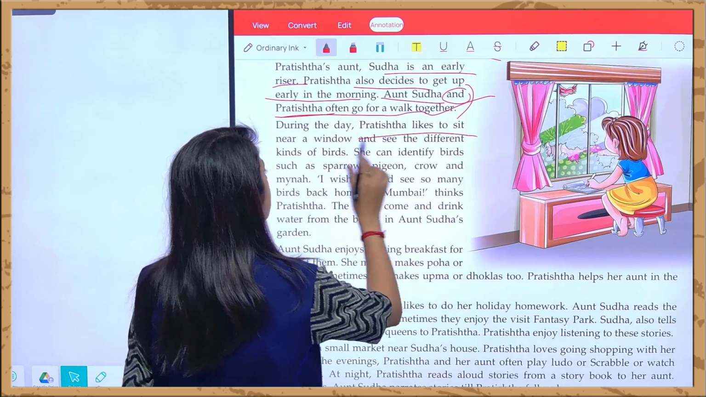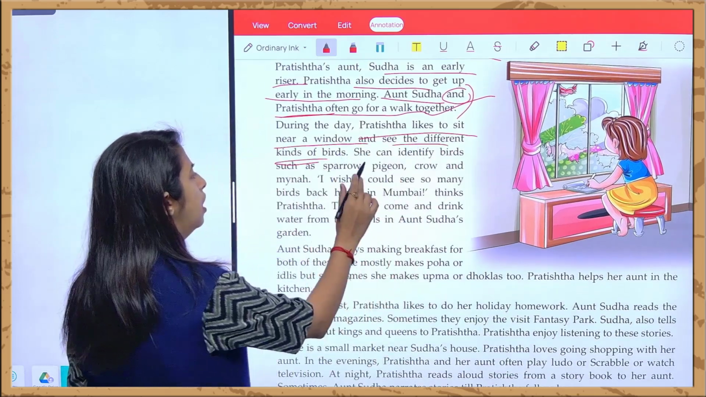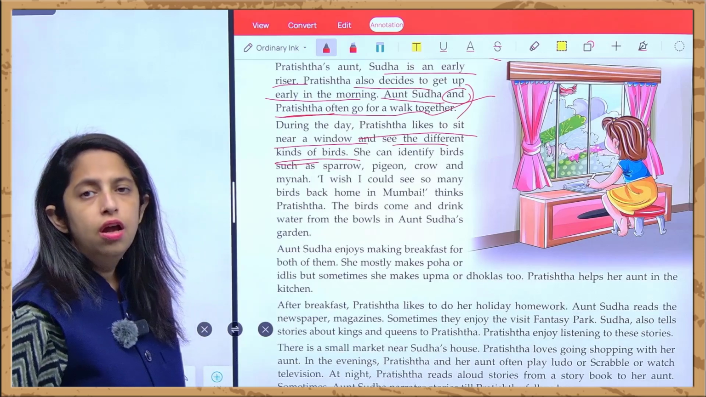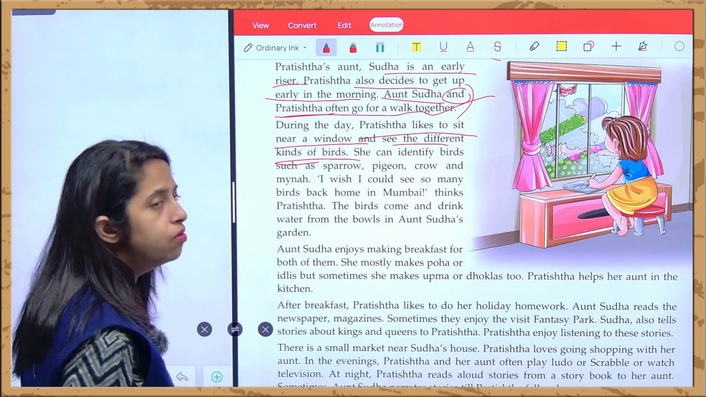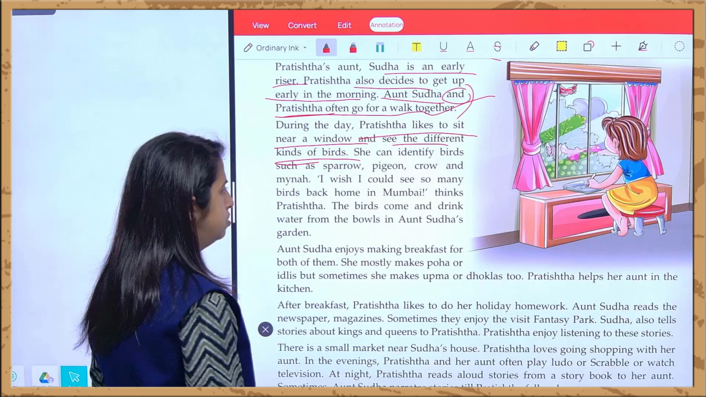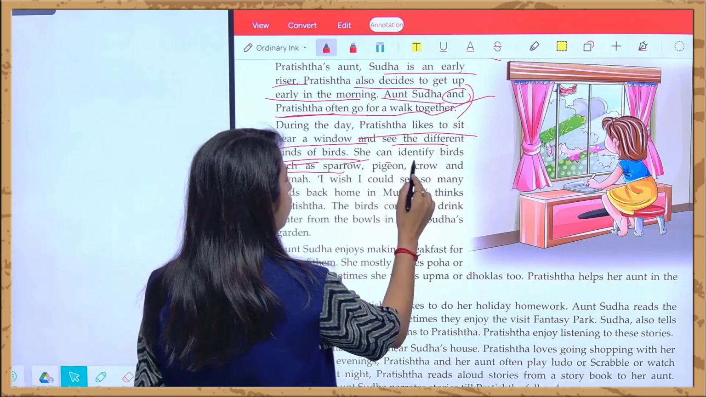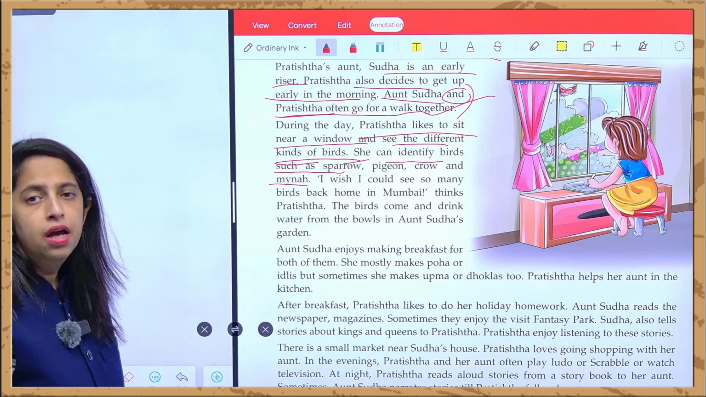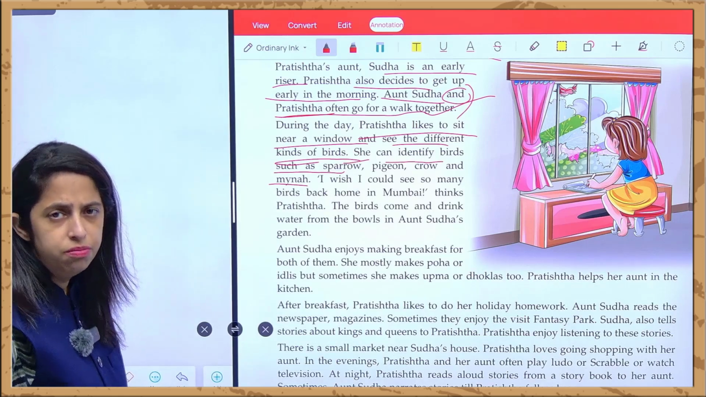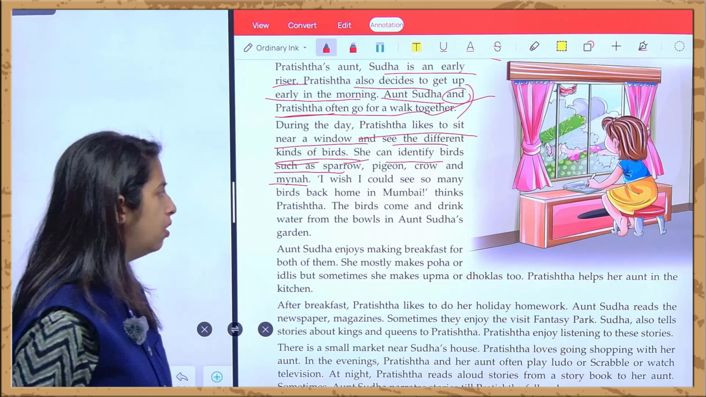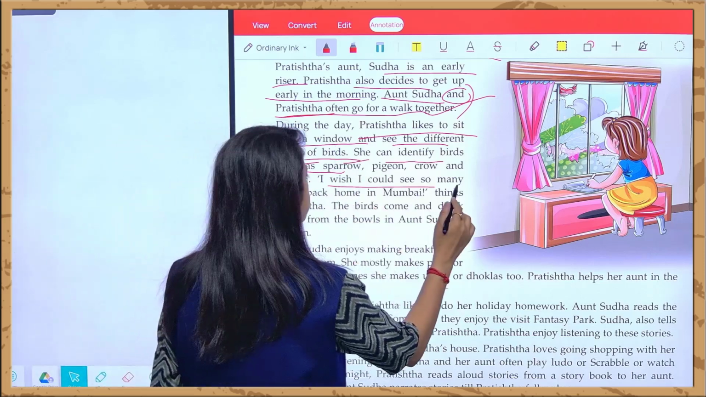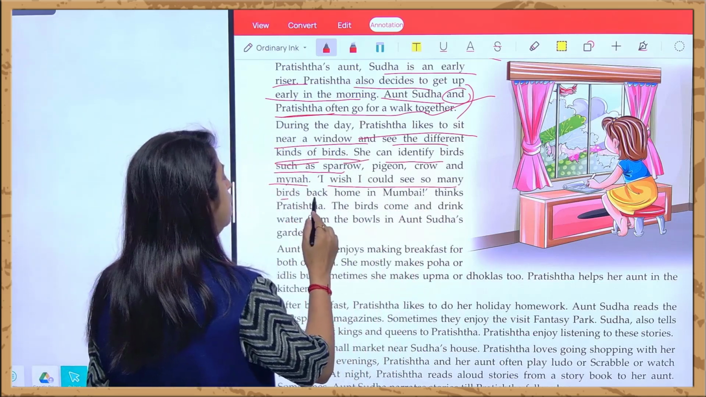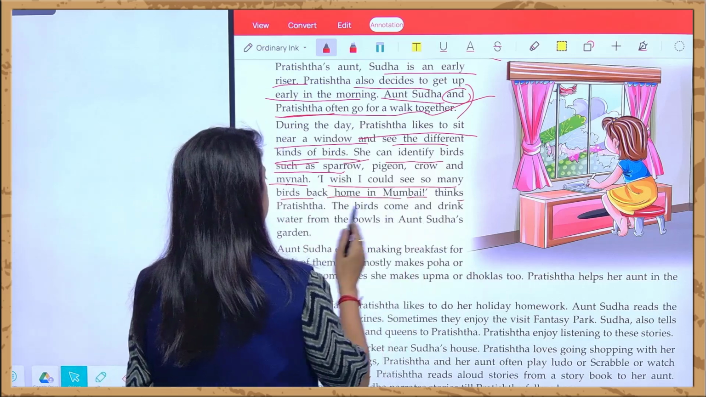During the day, Pratishtha likes to sit near a window and see the different kinds of birds. She used to just sit around the window and look outside at the birds. She can identify birds such as sparrow, pigeon, crow, and myna. She is able to identify different birds through the window. I wish that I could see so many birds back home in Mumbai, thinks Pratishtha.